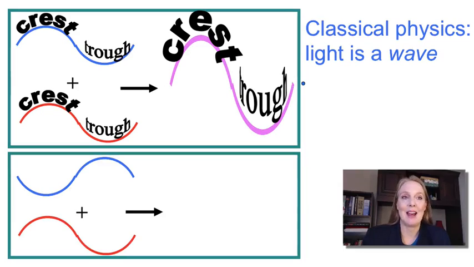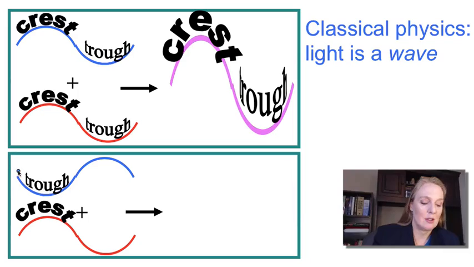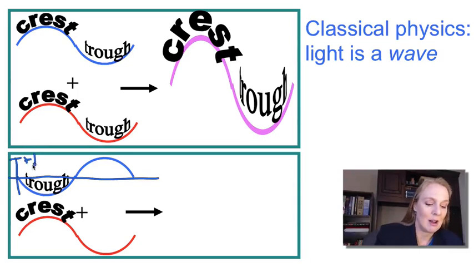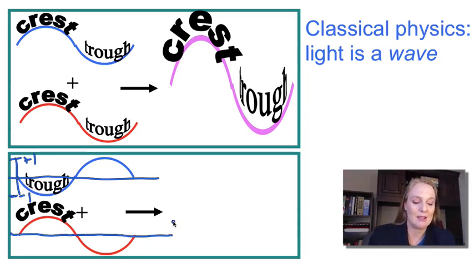In this case, I have the trough of one wave aligning with the crest of the other wave. You can think mathematically about what would happen if you graph that. So you could draw a little axis like this, and you could say maybe this wave has an amplitude of +1 and it goes down to -1, and the same for the other wave. What would happen if you added those two waves up this time?